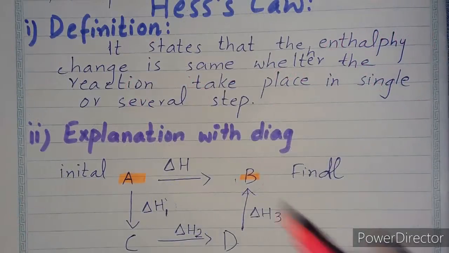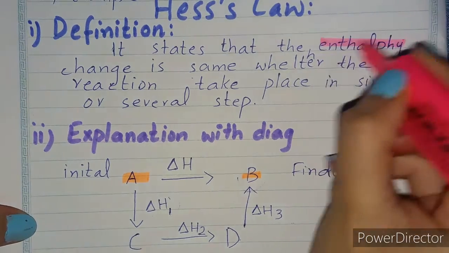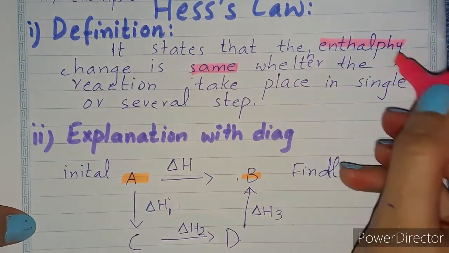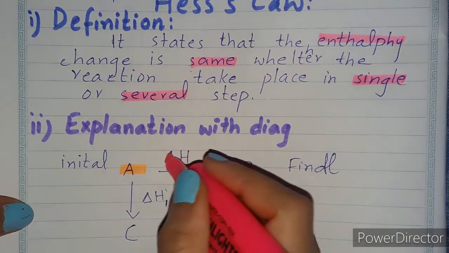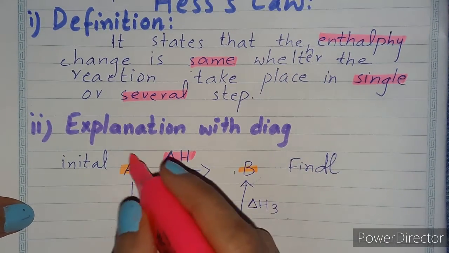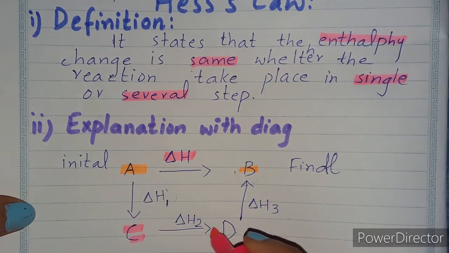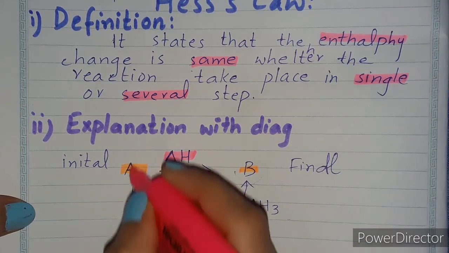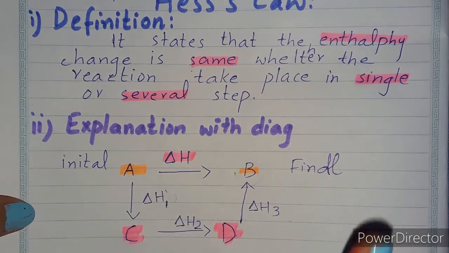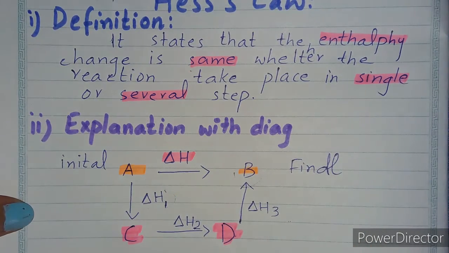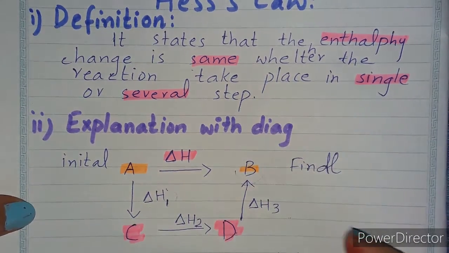I'm showing you again. First of all, you will write the definition, which is: enthalpy change is the same whether it takes place in a single step or several steps. It is the same whether it takes place in a single step or multiple steps, like from A to C, then C to D, then D to B. This is several steps, multiple steps, and A to B is a single step.